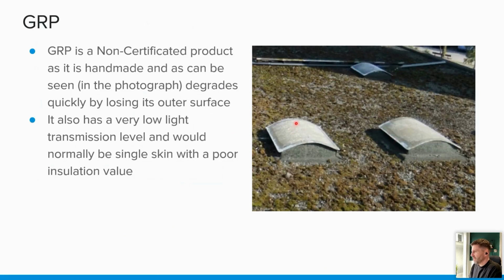This is a GRP roof light. You can see the fibres in there. Single skin. This will be a fragile unit and needs to be replaced.